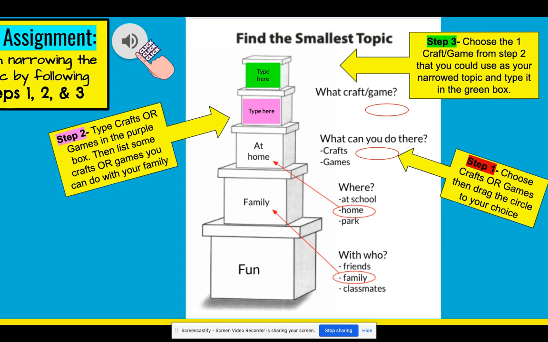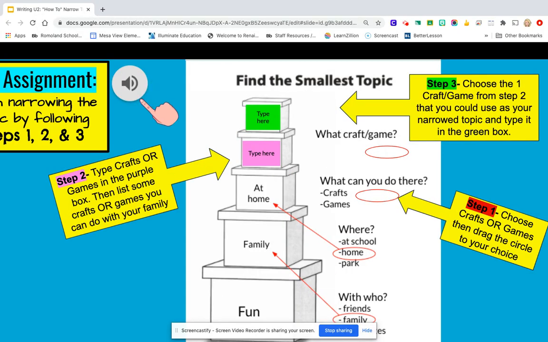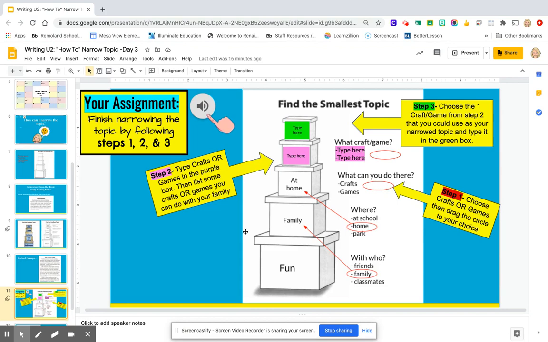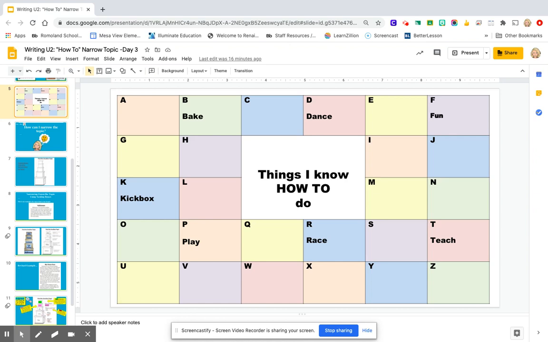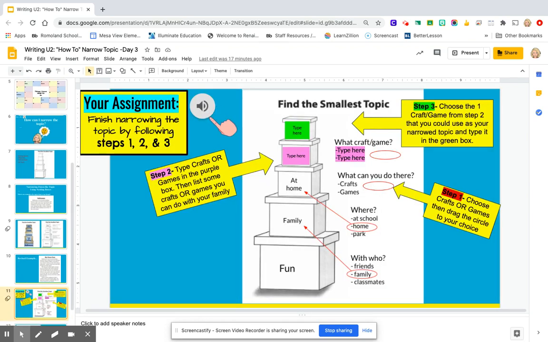So for your assignment today, you're going to be helping me with my own nesting boxes here, because I'm going to come back right here. In my how-to ABC chart, I chose that I want to talk about and teach someone how to have fun. But I realized that's way too broad of a subject because there's so many things we could do to have fun. So I started my nesting boxes here, but I need your help finishing it.